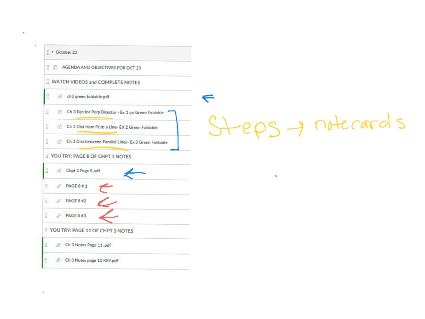And then, so you get some independent practice, you're going to go to page 11 of your chapter 3 notes. If you don't have them, there's the PDF right there. And you're going to try 3 problems again, one of each of these 3 problems that are in the video. And the answer key is right here. So these are video answers explaining step by step. This is just a written out answer key here.